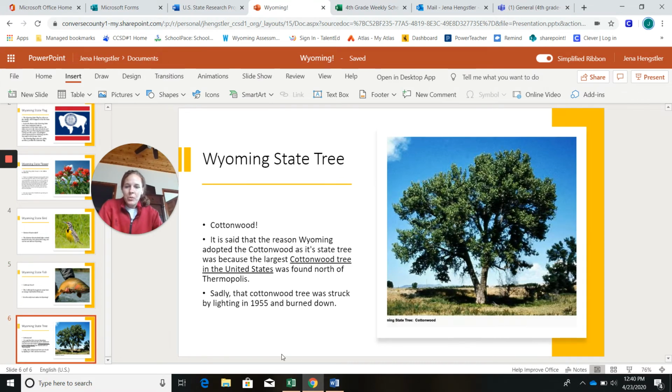The last one I chose to include was the Wyoming state tree, which is the cottonwood. So it is said that the reason Wyoming adopted the cottonwood is because the largest cottonwood tree in the United States was found north of Thermopolis. This picture is not that particular tree. This is just a picture of a cottonwood tree. But sadly, the cottonwood tree that was north of Thermopolis was struck by lightning and burned down in 1955. So I thought that was kind of sad.